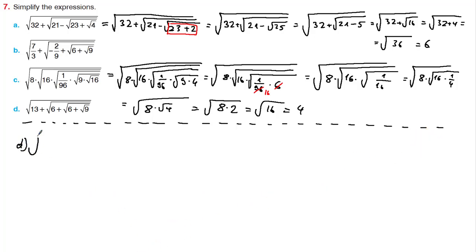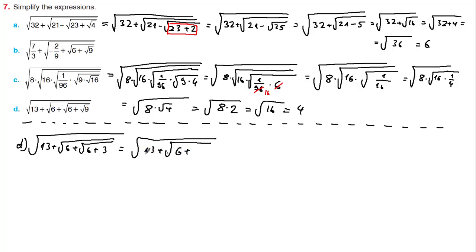And what do we have here? We have root of 13 plus root of 6 plus root of 6 plus, instead of root of 9, square root of 9 is just 3. Now 3 and 6 is 9, so 13 plus square root of 6 plus square root of 9 is 3. Now again the same, square root of 13 plus 3, that makes it square root of 16, that makes it 4.